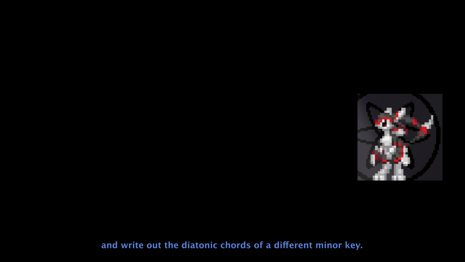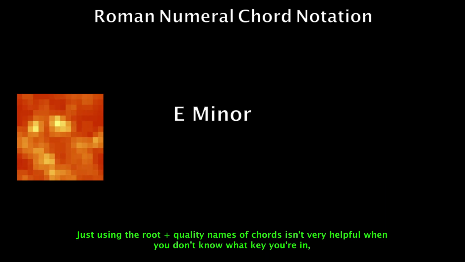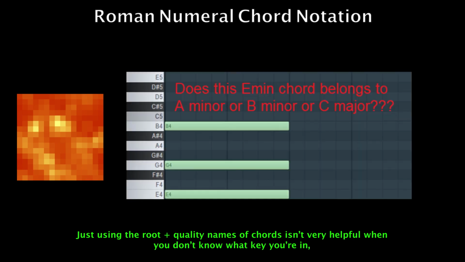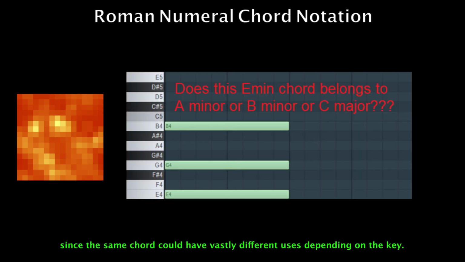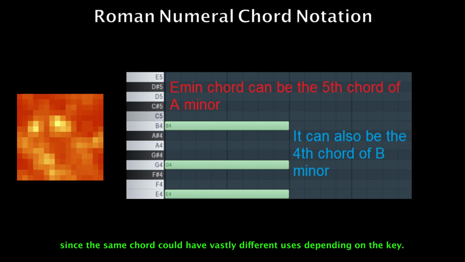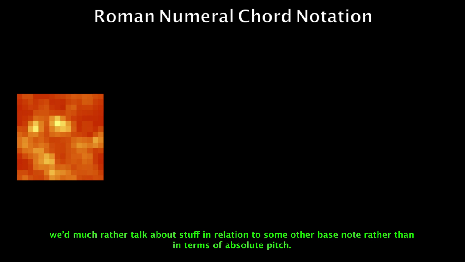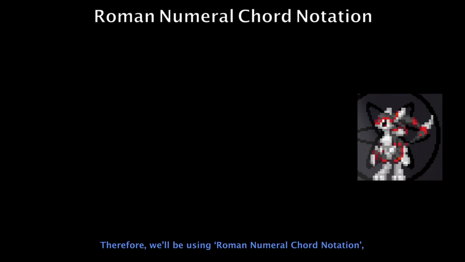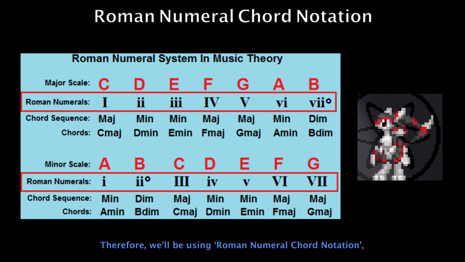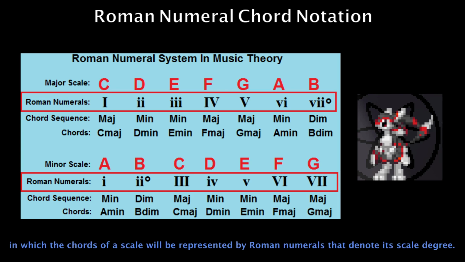Just using the root plus quality names of chords isn't very helpful when you don't know what key you're in, since the same chord could have vastly different uses depending on the key. As with everything so far, we'd much rather talk about stuff in relation to some other bass note rather than in terms of absolute pitch. Therefore, we'll be using Roman numeral chord notation, in which the chords of a scale will be represented by Roman numerals that denote its scale degree.